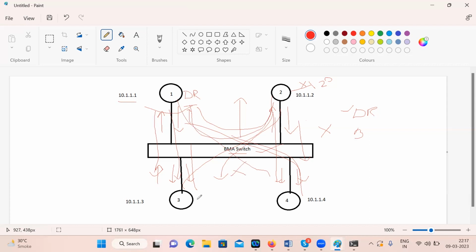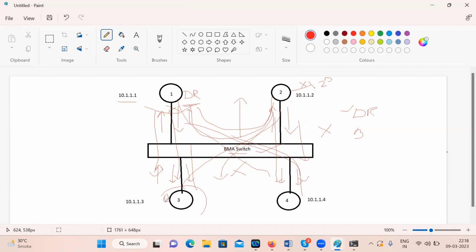Additionally, they have configured the BDR router as well. Why? Because in future, if the DR link goes down and the DR is not reachable, then whom will you inform? Once the DR is not reachable, your BDR router automatically becomes the DR router, meaning it holds the responsibility of the DR router. Got the point? Are things clear?